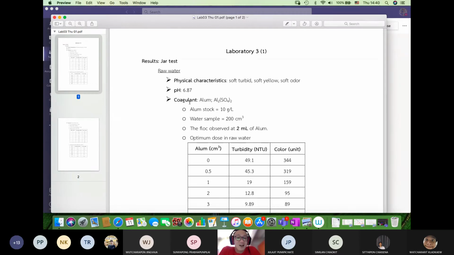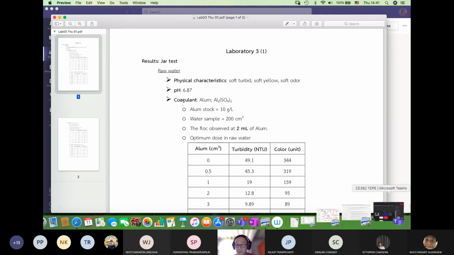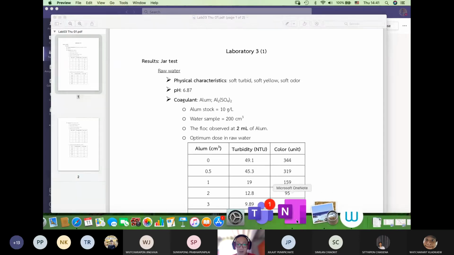For the alum stock, we take the alum from the stock solution of 10 grams per liter. The water sample is 200 ml. Floc is observed at 2 ml of alum. So what does it mean, the information given from these lab results?